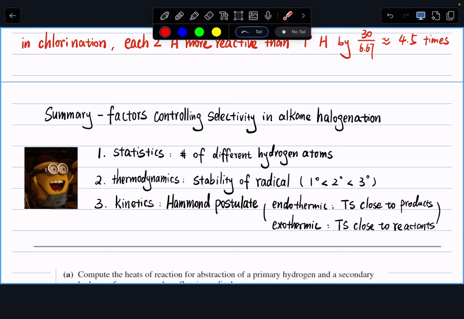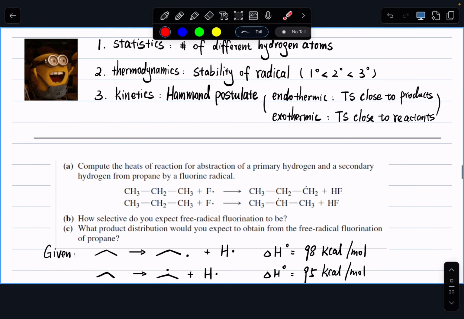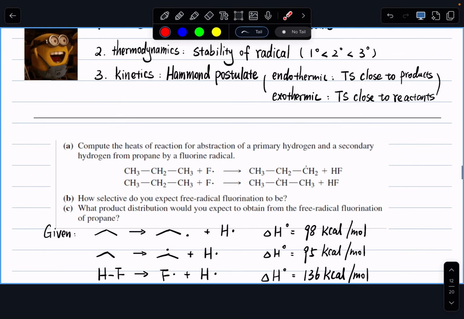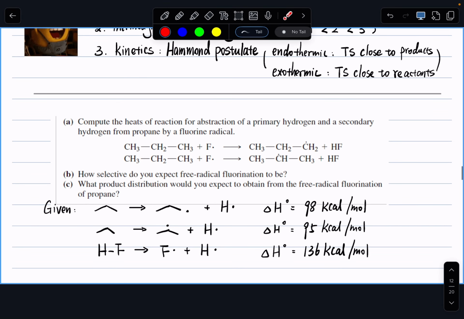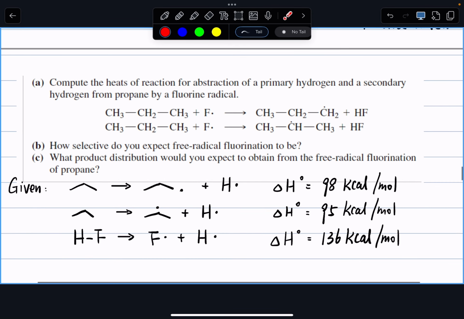Ready to apply what we learned to predicting selectivity in a new reaction? Let's try it. Here I'm giving you a fluorination reaction. The question asks you to compute the heat of reaction for abstraction of a primary hydrogen and a secondary hydrogen from propane by a fluorine radical, or F dot.